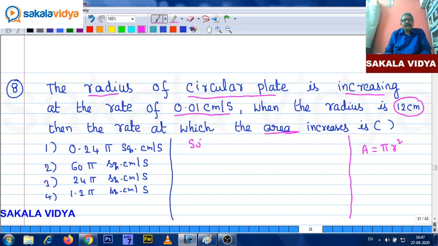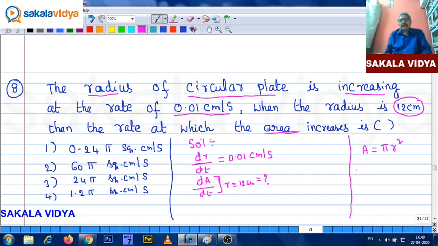Solution. So, dr by dt is given. dr by dt equals 0.01 centimeter per second. Now, we need to calculate dA by dt is equal to question mark, dA by dt when r is equal to 12 centimeters. This is the question mark.